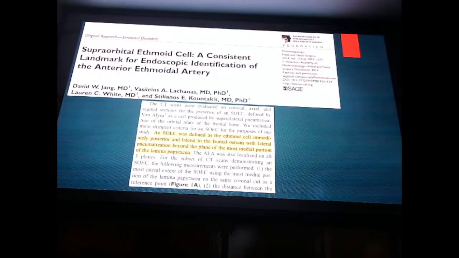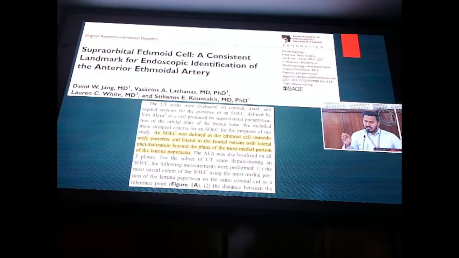So one important thing you have to know is that whenever there is a supraorbital ethmoidal cell, so what is a supraorbital ethmoidal cell? It is nothing but pneumatization of the ethmoidal cells into the orbital plate of the frontal bone, which is basically this bone. Okay? So when you start pneumatizing and going above the orbit, then that is called a supraorbital ethmoidal cell. In 100% of the cases, whenever there is a supraorbital ethmoidal cell, always, as a thumb rule, the anterior ethmoid artery will be in a mesentery.